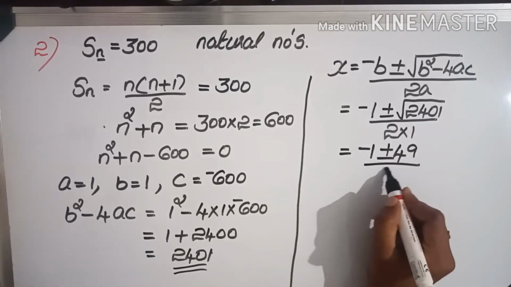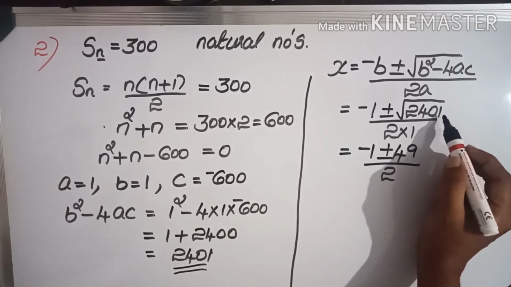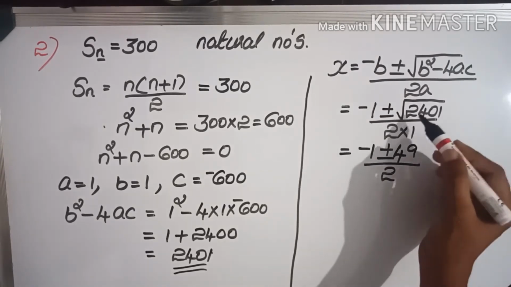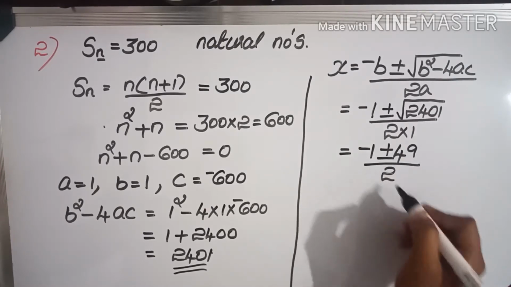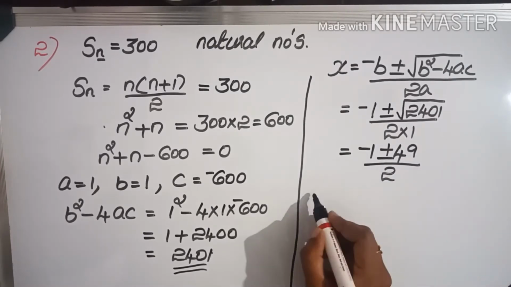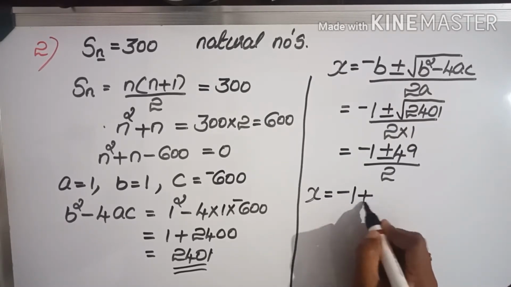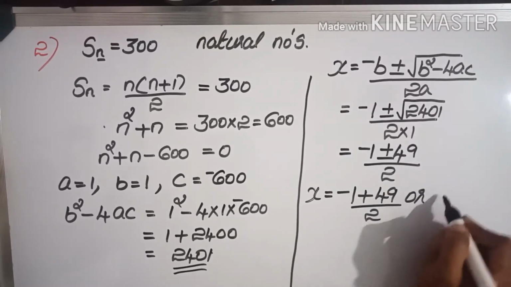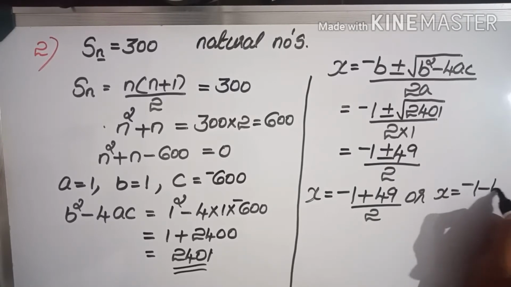One easy method is there to find the square root of a number. That I will explain in another video, so don't worry. Here the square root of 2401 is 49. Now from here onwards we can split the equation. That is x is equal to minus 1 plus 49 divided by 2, or x is equal to minus 1 minus 49 divided by 2.